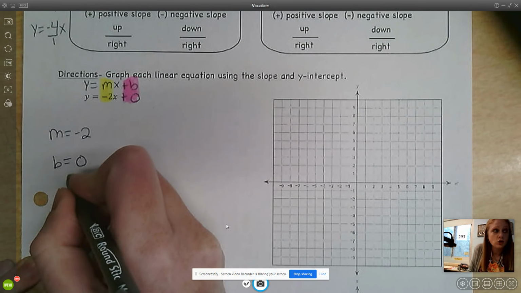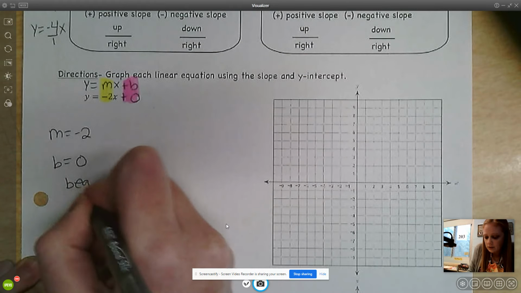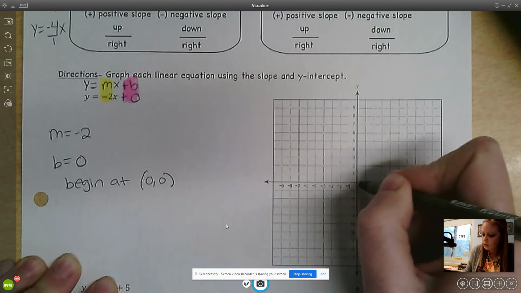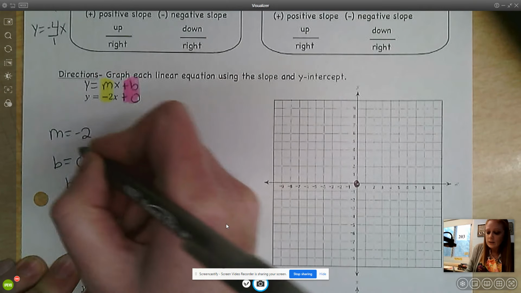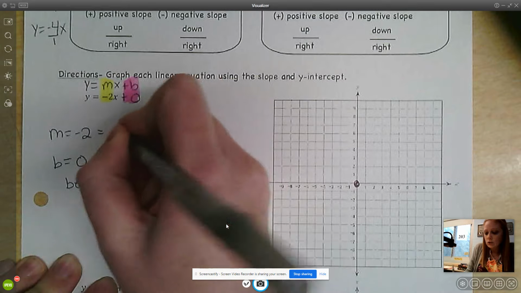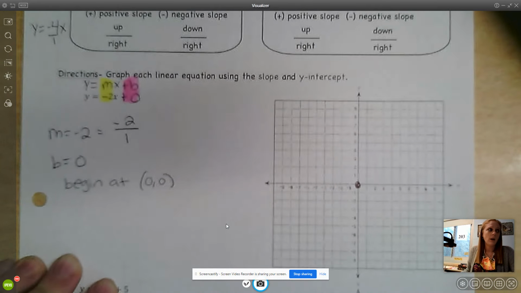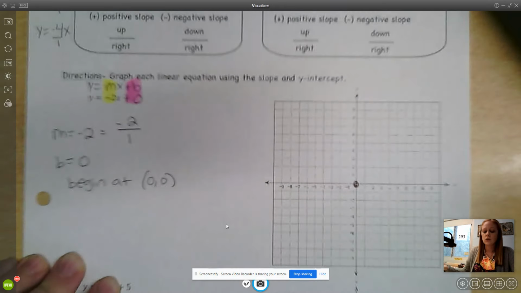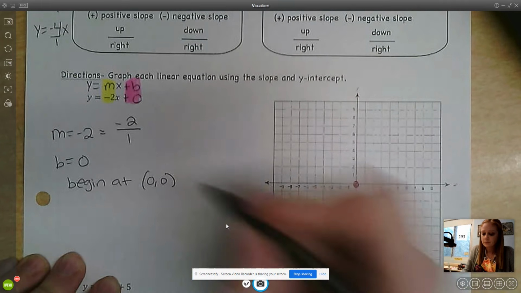Okay, so let's begin with the 0, begin with the b. So if b equals 0, that means I'm going to begin at the point 0, 0, the origin. So let's go ahead and do that. There's my first point. Now the m is negative 2. We need to write slope as a fraction. So we're going to divide it by 1. You can divide any number by 1 and it is still the same number. So negative 2 over 1 is how I'm rewriting my slope because we want it to be a fraction.